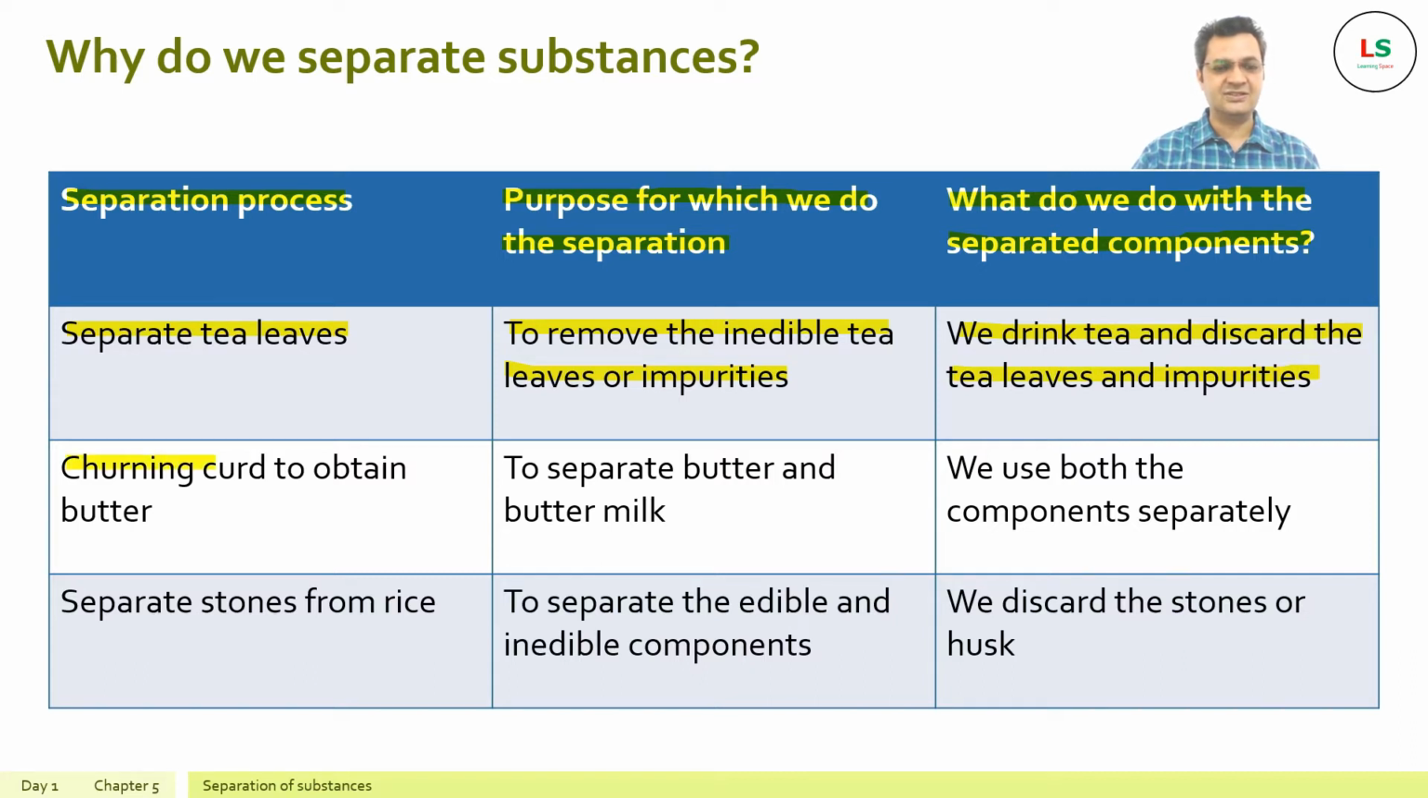Second example is churning curd to obtain butter. So this is done to separate butter and buttermilk. We use both the components separately. Lastly, we have separate stones from rice. This is done to separate the edible and inedible components. So edible component in this case is rice and inedible component is the stones. We discard the stones or husk.